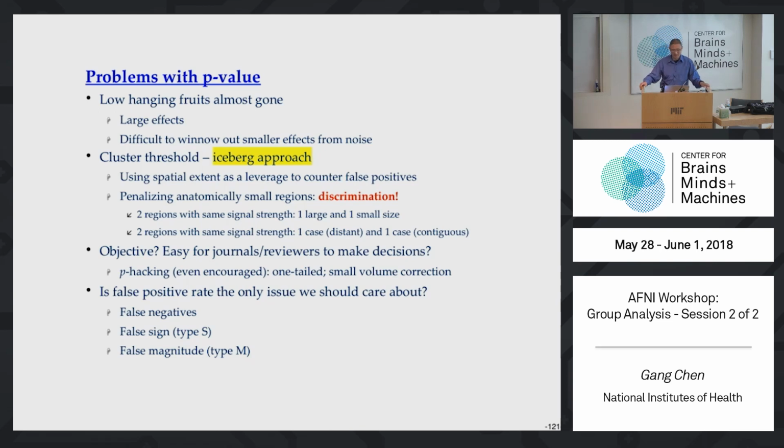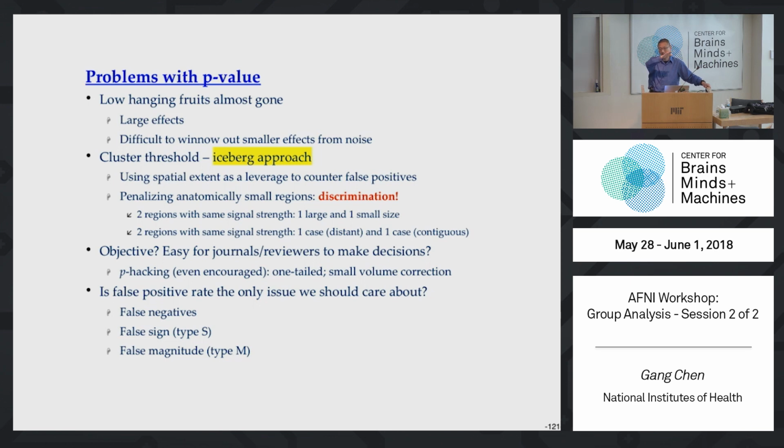Previously, I talked about two different ways to threshold, to control the false positive rate at the whole brain level. So one approach is purely based on the cluster size, based on the spatial extent. Sometimes I call it the mountain approach. You have different mountains, so you compare the mountains.